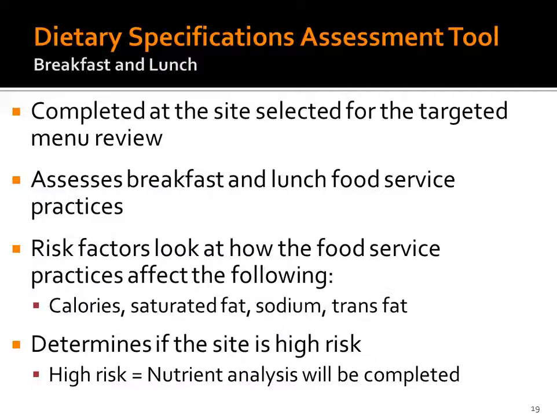After completing the on-site observation, if the school is identified as low risk, then no further action is required and a nutrient analysis will not be conducted. If the reviewer's on-site observation concludes that the targeted site is high risk, a nutrient analysis will be conducted for both breakfast and lunch. It will be based upon student menu choices. One analysis will be conducted for each grade group and the menu type at the site selected for the targeted menu review. Remember, low-risk sites will not receive a nutrient analysis.